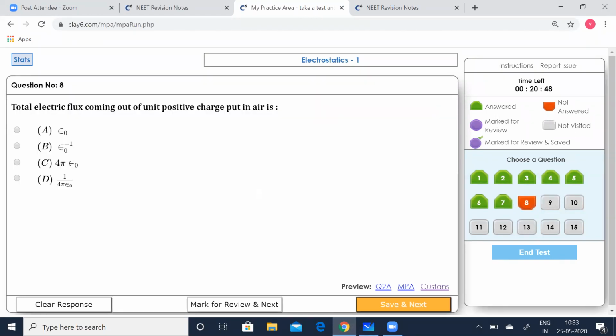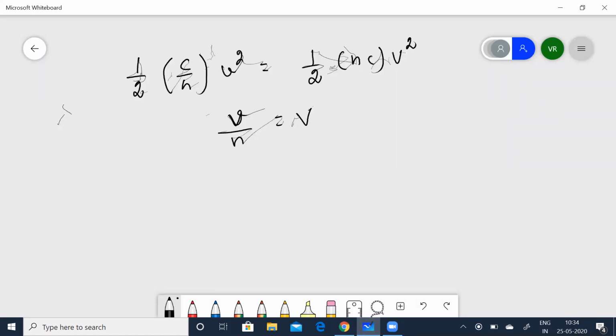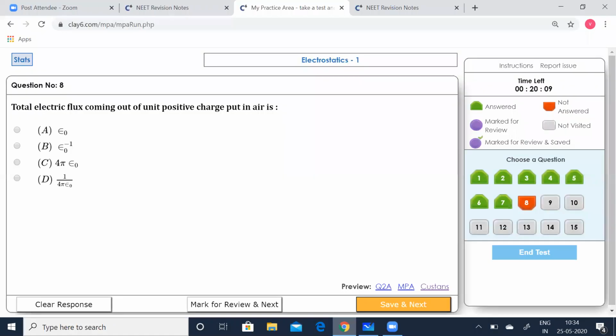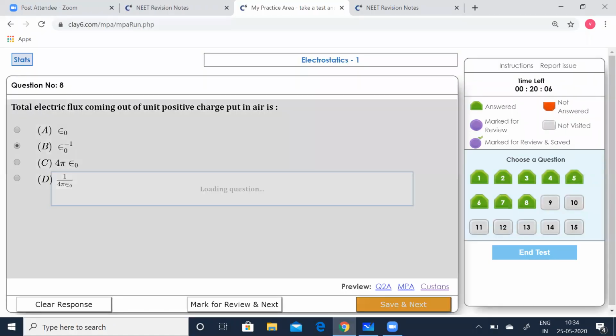Total electric flux coming out of a unit positive charge put in air is epsilon 0 to the power of minus 1, 4 pi epsilon 0, or 1 by 4 pi epsilon 0. Let's see which option is correct. By Gauss's law, phi is equal to Q by epsilon 0. Since it's a unit charge, it is going to be 1 by epsilon 0, or phi is equal to epsilon 0 to the power of minus 1. B option is correct. Click that, go to the next.